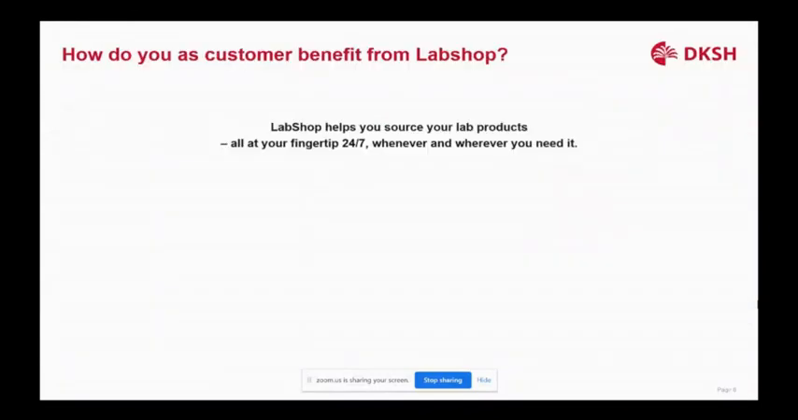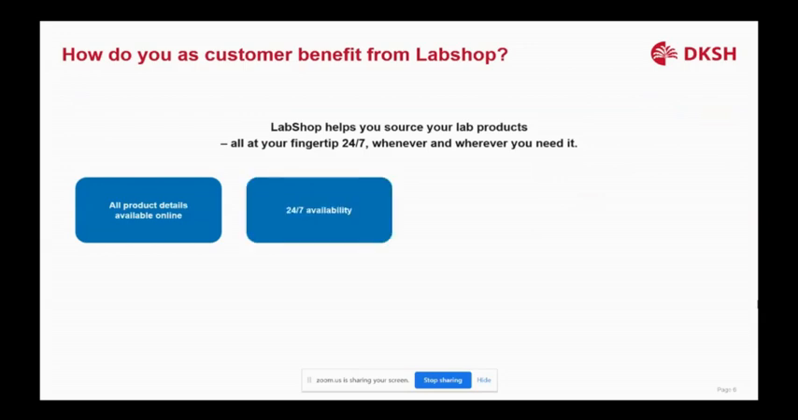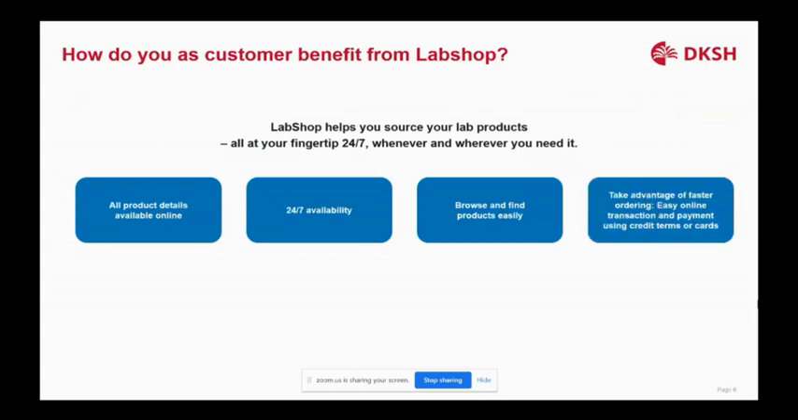How would you benefit from shopping at LabShop? Our LabShop helps you source your lab products all at your fingertips 24/7, whenever, wherever you need them. We have all the product details available on our online platform that you can refer to for all the specifications and details. You can browse and find products easily in our LabShop. You can also take advantage of faster ordering through our two types of payment transactions. One is using credit cards, the other is using the corporate credit terms that you have with us.